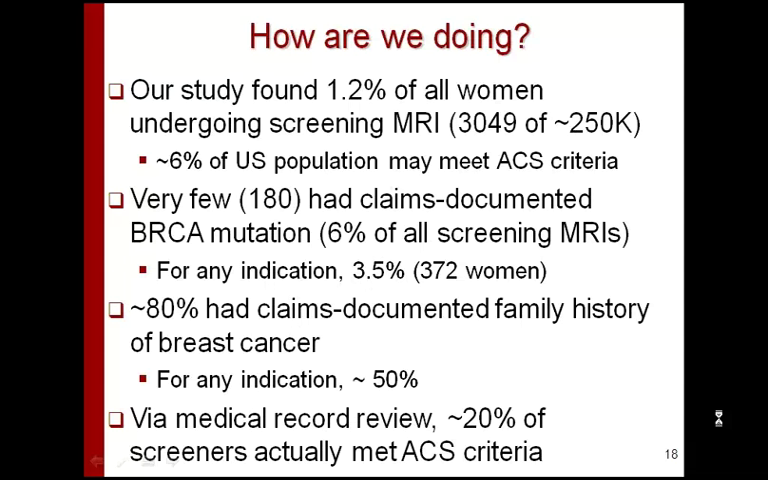So we then went back, where we could, to review the medical record data to say, if we could compute their risk score, how many would actually meet the criteria of those undergoing screening? And it was about 20% of those undergoing screening that met the ACS criteria in the U.S. We have a ways to go.